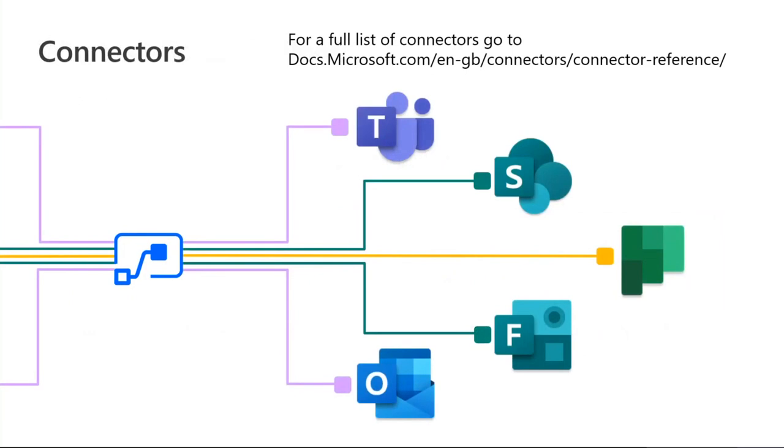So there are 345 connectors in total, including SharePoint, Outlook, and Excel. But you can also use external connectors such as Twitter and YouTube. Some connectors may require additional licensing, such as SQL Server, SurveyMonkey, and MailChimp. The full list can be found on the link on screen.